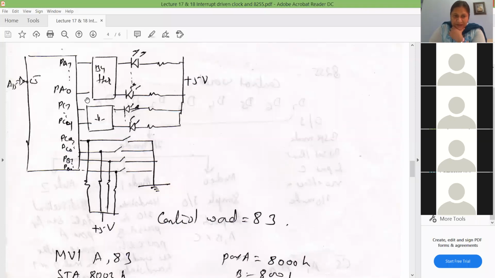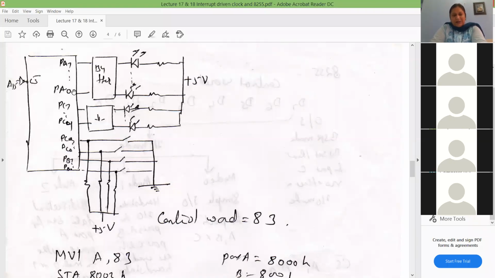The problem given is that you have to connect 12 LEDs and 12 switches to the 8255 ports. So 12 means 8, we have the port of 8 bits. If I use 8 bits of port A, then I will need another 4 bits from another port, and only port C can be divided into two parts, port C lower and port C upper.